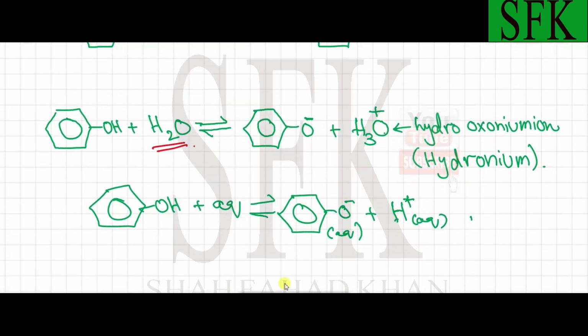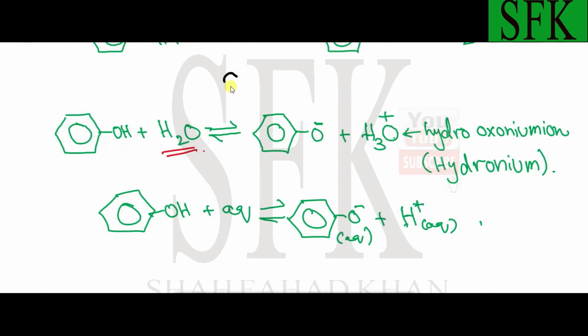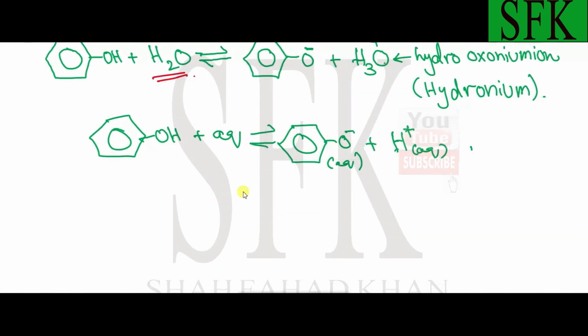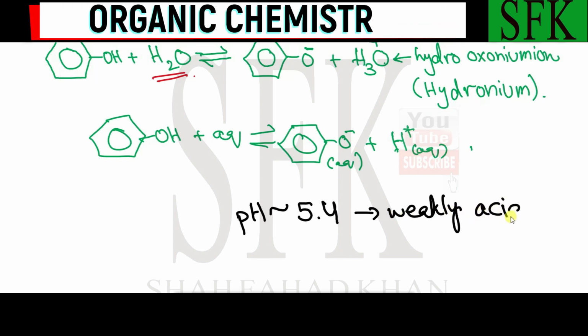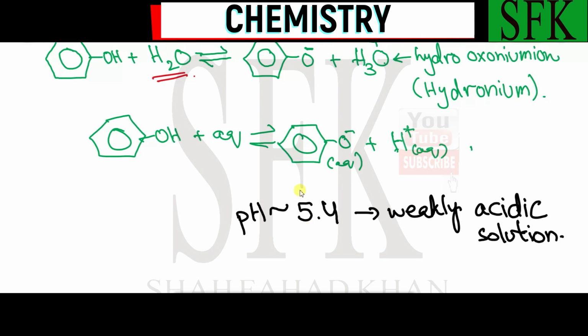The common name of phenol is carbolic acid. Phenol is also known as carbolic acid. Okay, this is a common name of phenol. And phenol, when dissolved in water, gives a pH of approximately 5.4. So this is a weakly acidic solution, and we've talked in the previous video about how phenol is weakly acidic because its pH is just below 7. So it's near 7 actually.